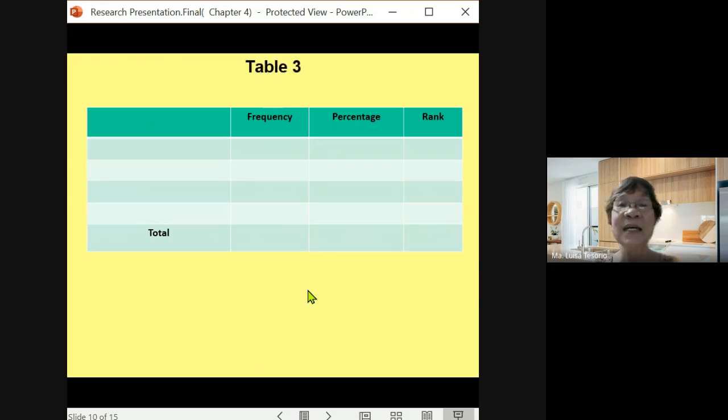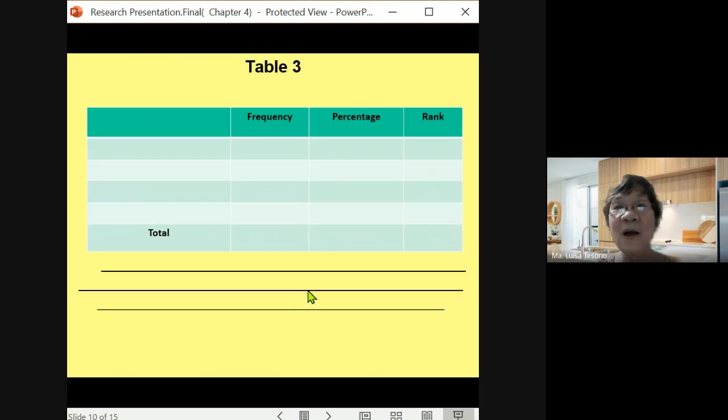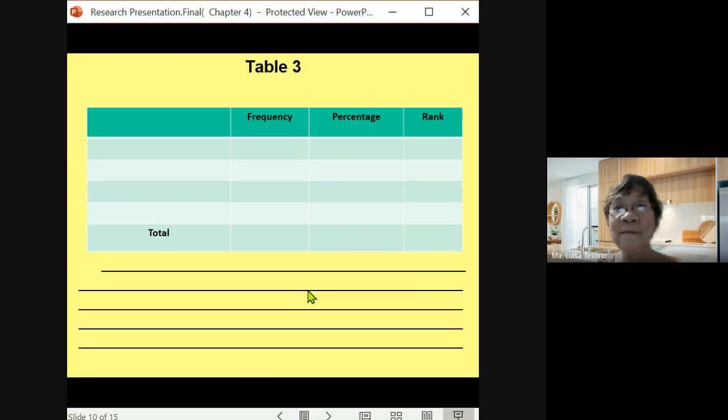Okay, the next slide, which is table 3, a blank table, is again your activity. So, following table 3 a while ago, please have this as your example. Okay, that's it.